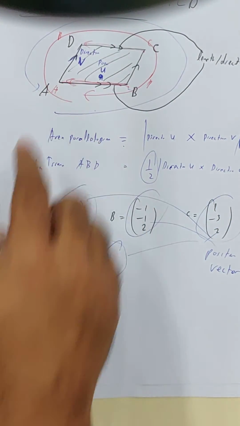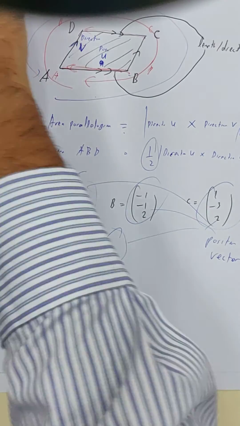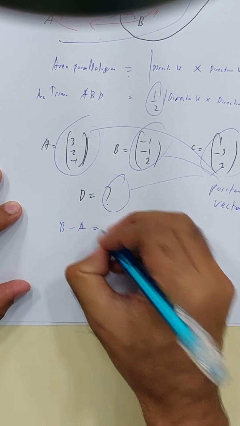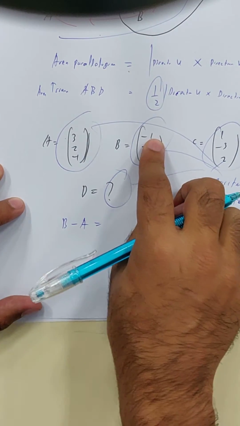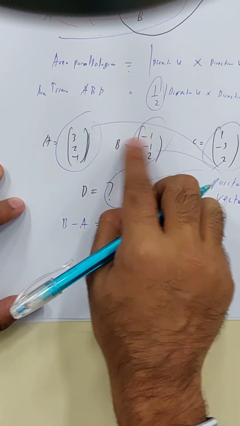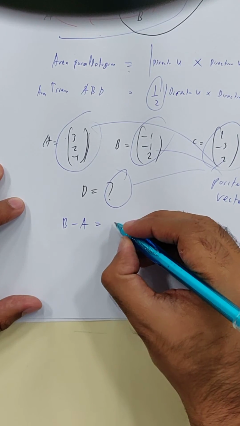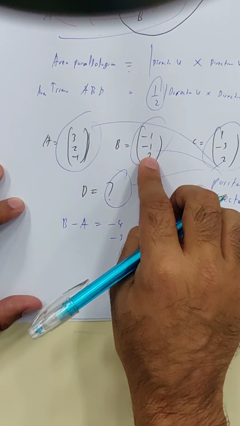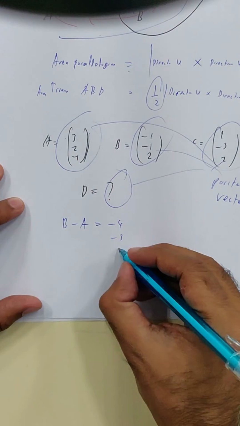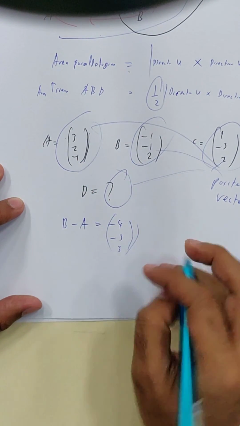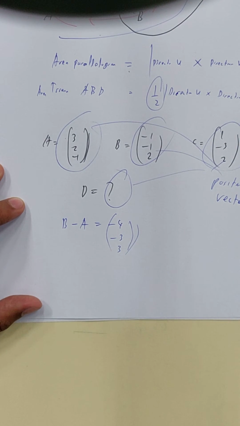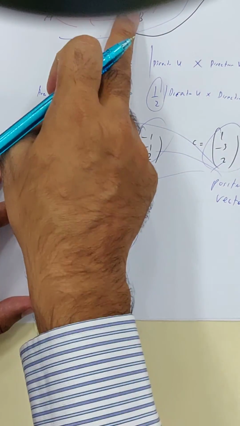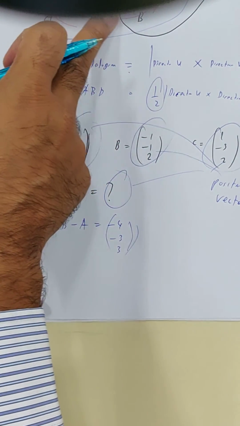So B to A, what's the direction? How do you calculate B to A? B minus A. So how much? Negative 1 minus 3? Negative 4. Negative 1 minus 2, negative 3. 2 minus 1, 1. So this is your vector, or like just now, kilometers. If you're walking from B to A, it's negative 4, negative 3, 1.